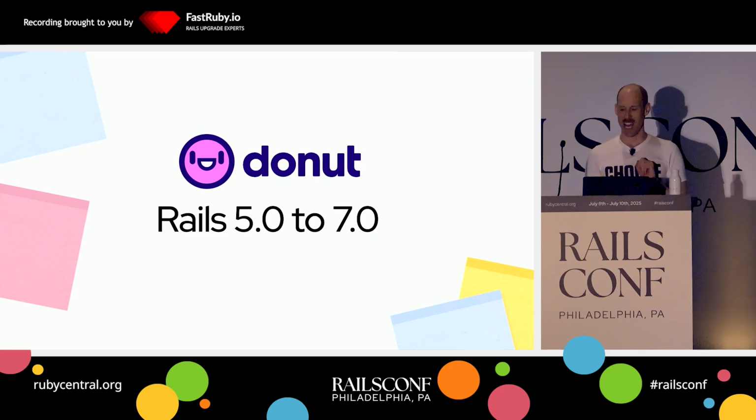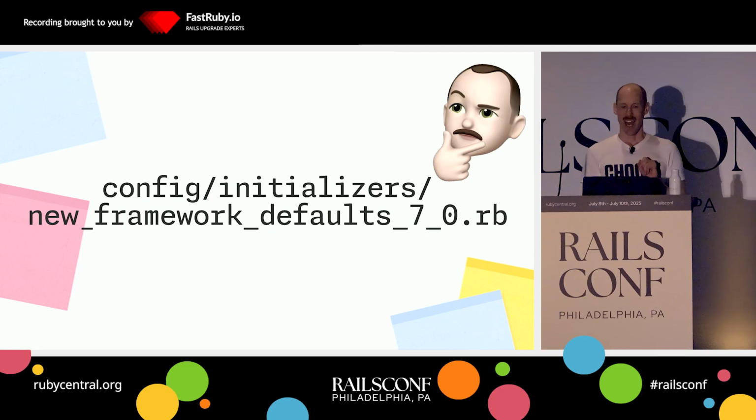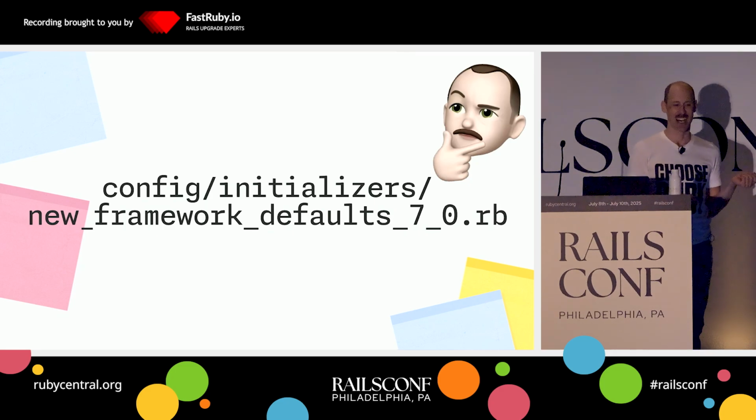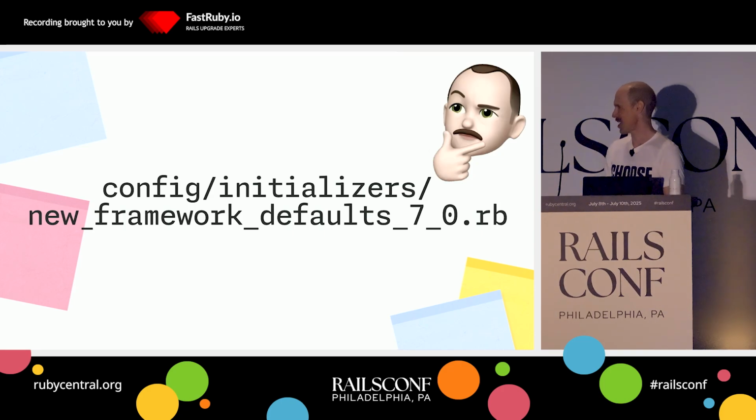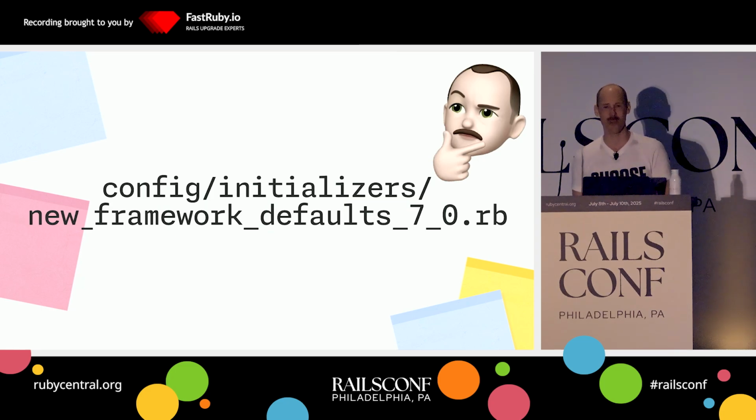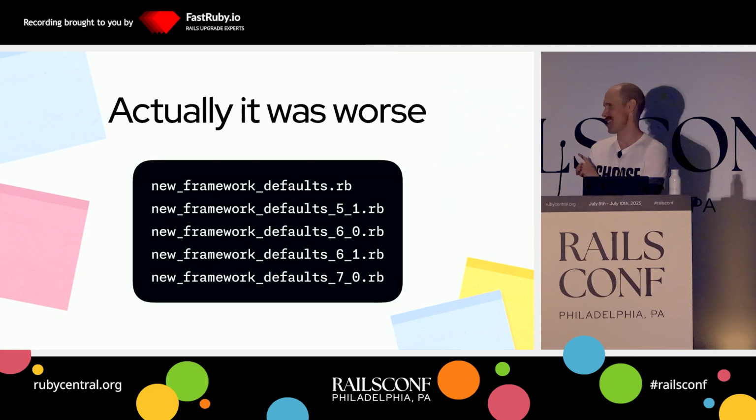And near the end of that process, I noticed a new file. In config initializers, we had new_framework_defaults_7_0.rb. And I did not make this file. In fact, since the 7.0 is on there, I figured this must be some sort of a new file. And actually, it was worse than that. There were a lot of these files.